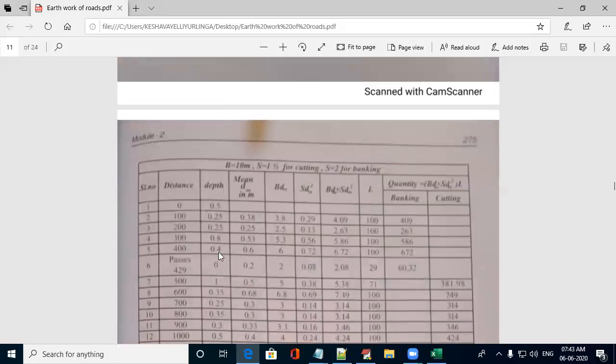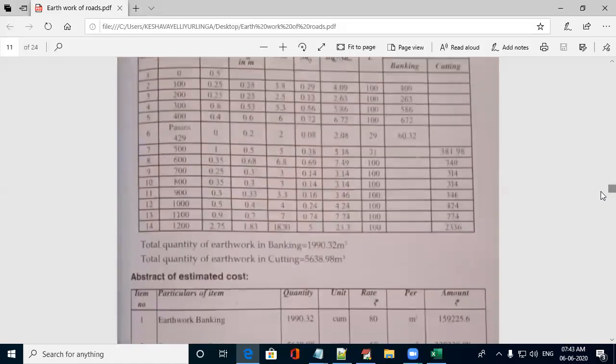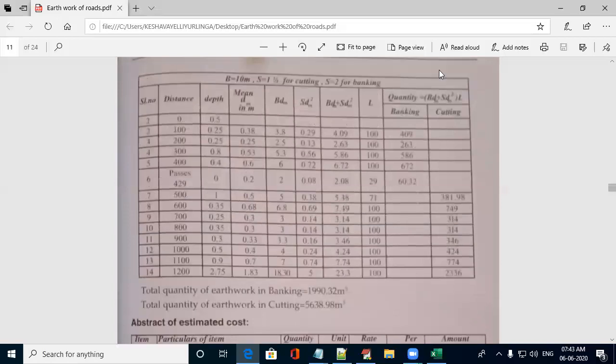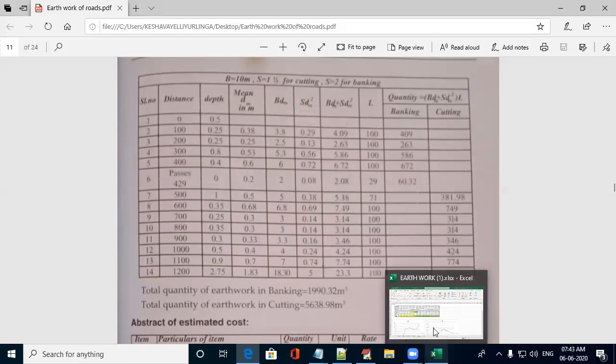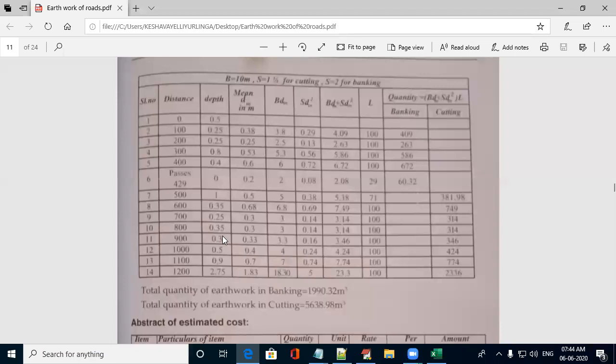The depth up to 400 is the same, and 500 is also the same. I suggest you put a negative sign in the table in case of cutting. See here, from the table we know that up to 400 it is filling, and later it is cutting. I suggest you write this negative sign here also. Up to this, I want you to mark minus, minus, minus here also.